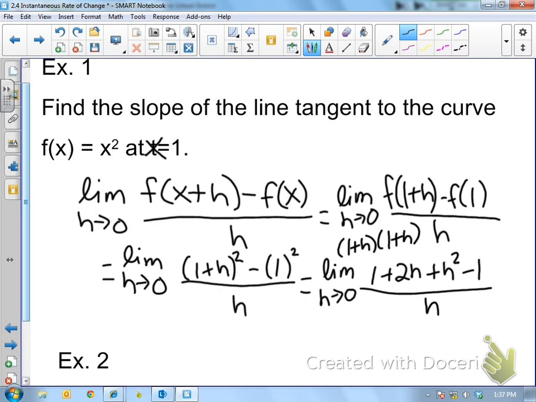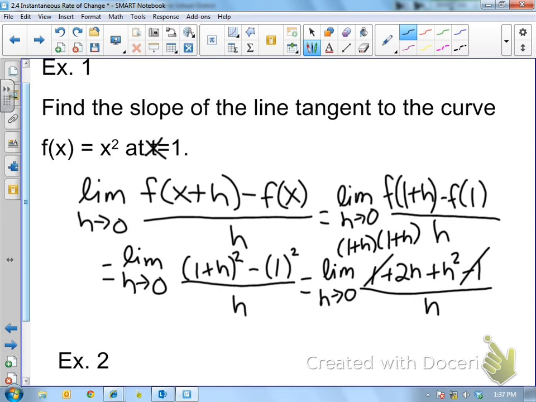And conveniently, the 1's go away. It was very convenient for some reason. And most of the time it works out conveniently. Almost like someone planned it. Isaac Newton.